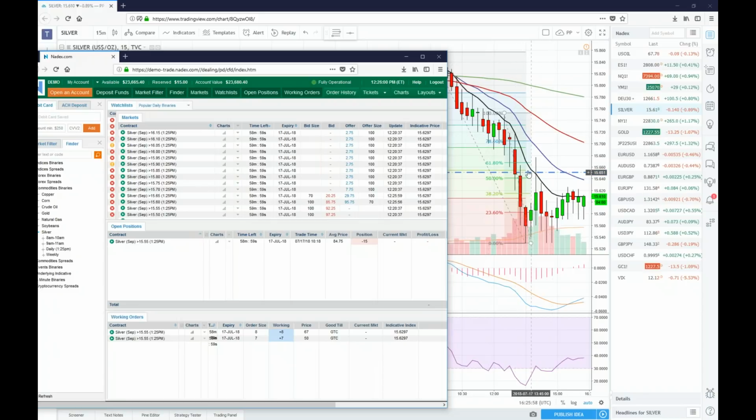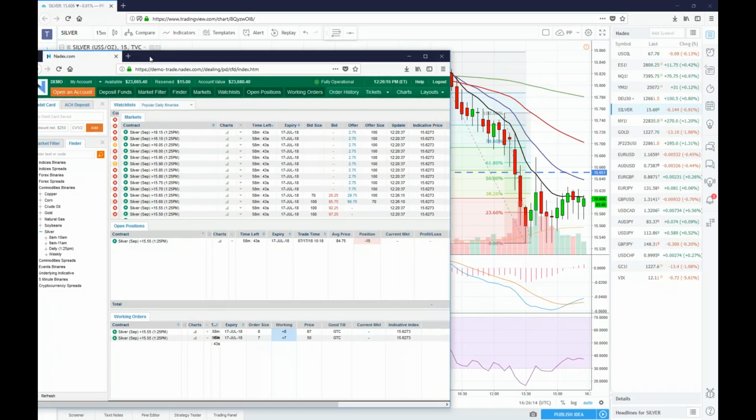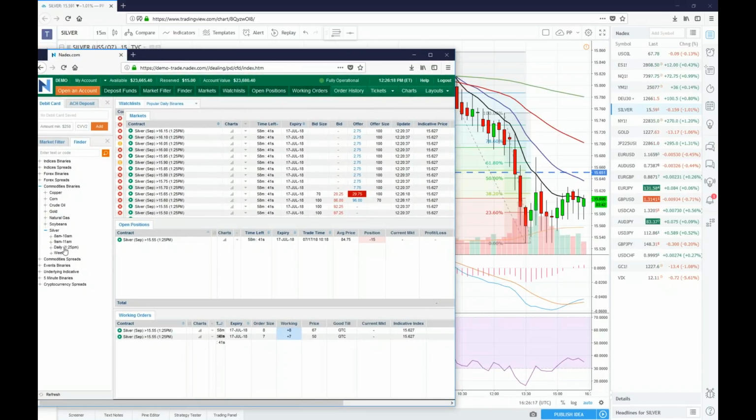So I'm sitting here currently with my price. I think we might see a pullback to 15.65. Which contract would I pick? First thing, I have to make sure that I pick some kind of expiry here. And usually I always want to give those trades a little bit of time to work out.